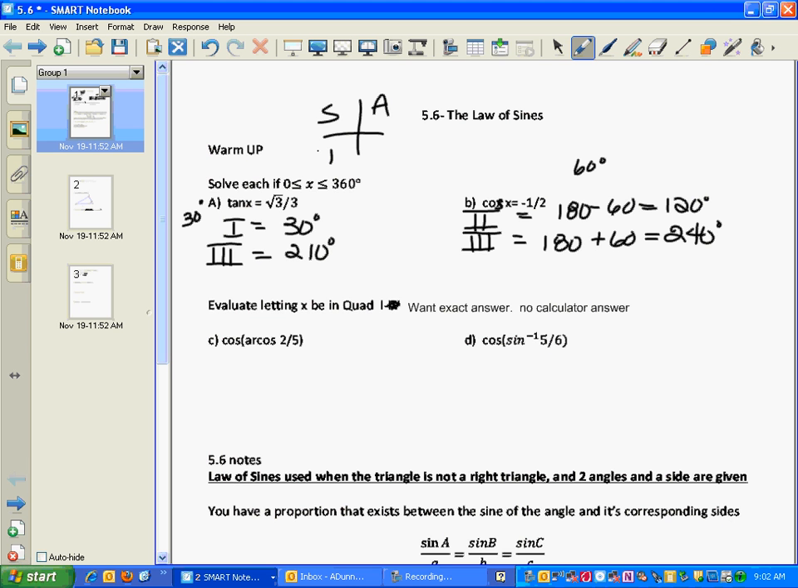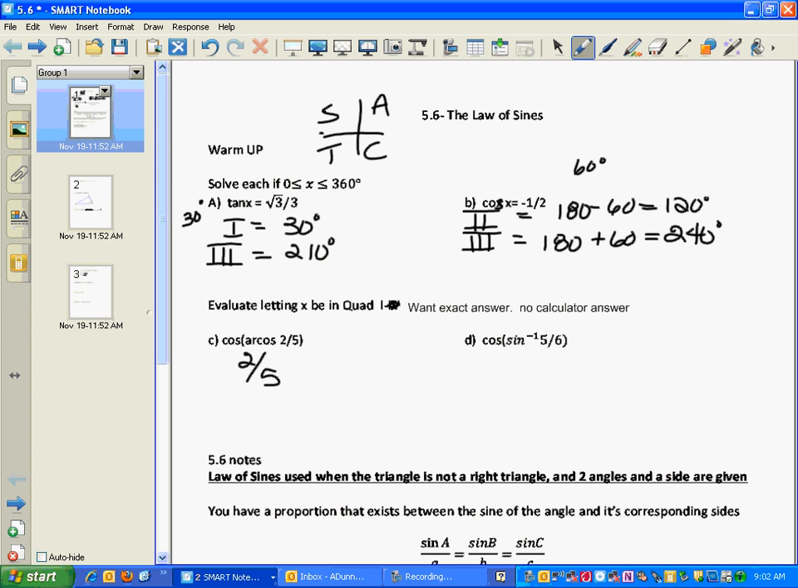All students take calculus. That gives you the quadrants where those are positive. So if I want cosine to be negative, I'm going to want it here and here. Because only the sine and the tangent are positive, everything else is negative. Okay? All right, evaluating. Cosine of the arc cosine of 2/5, what is it? Just 2/5, because the cosine and the arc cosine are inverses of each other, right?